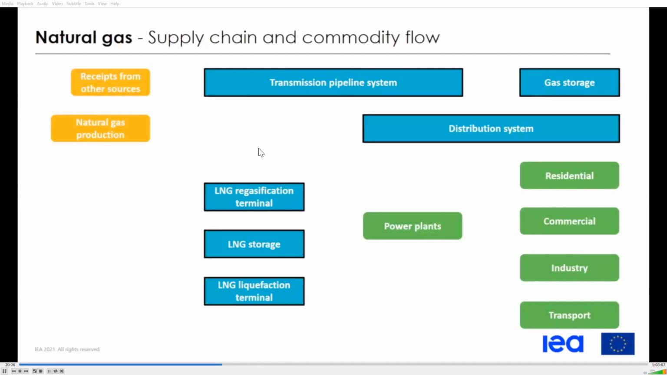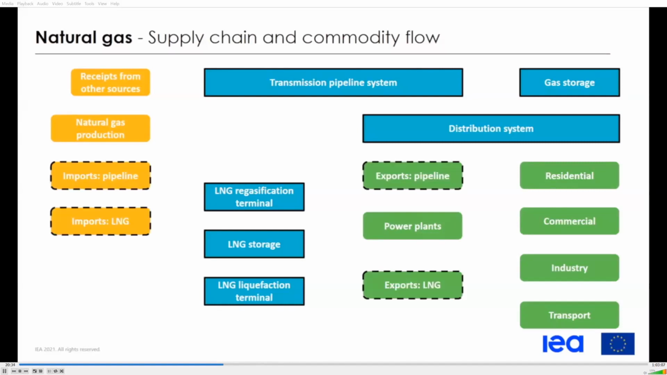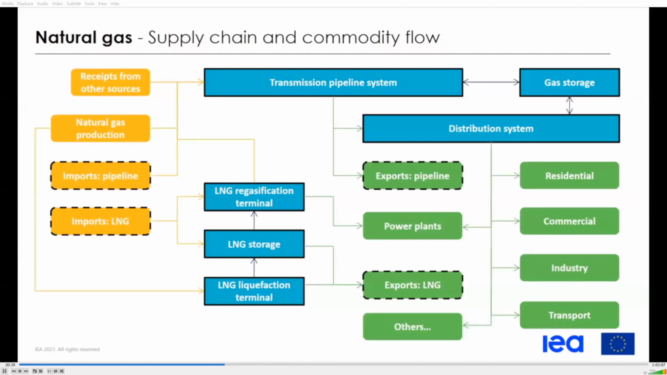Another very important part of the supply chain is the trade. Natural gas can be imported and exported through pipeline or liquefied. Now, the arrows that appear represent the interaction of the flow with the infrastructures. All the natural gas produced or imported by pipelines is mixed in the transmission systems, and the imports of LNG are regasified and then mixed. Some big power plants may be located right next to an LNG terminal and sourced directly from the regasification process.